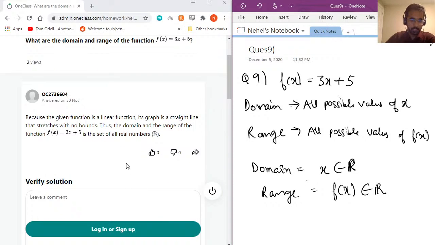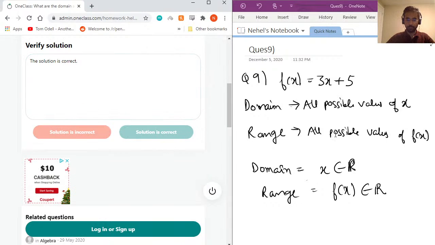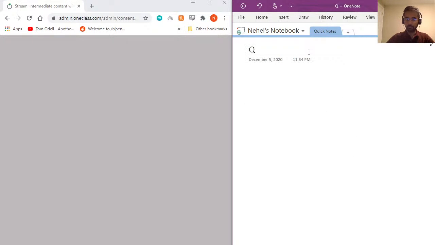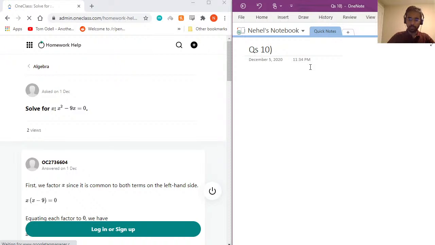Because the given function is a linear function, it graphs as a straight line that stretches with no bound, thus the domain and range of the function is set to all real numbers. Perfect. So the solution is correct. So question number 10. Solve for x squared minus 9x equal to 0.